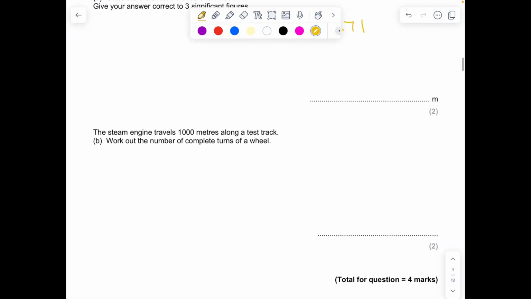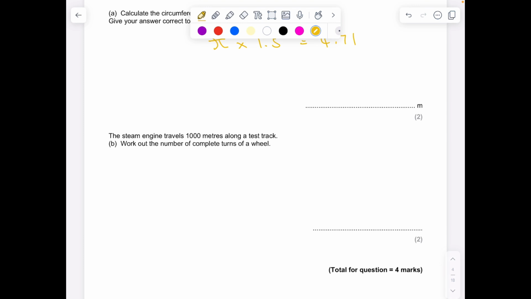Now, it says that it travels along 1,000 meters along a test track. Work out the number of complete turns of a wheel. So remember, the complete turns are the same as the circumference. So we're trying to find out how many times does it go the full circumference in 1,000 meters. To do that, you need to do a division. So we're going to do 1,000 divided by 4.71.